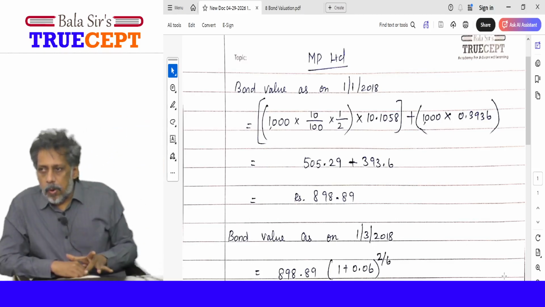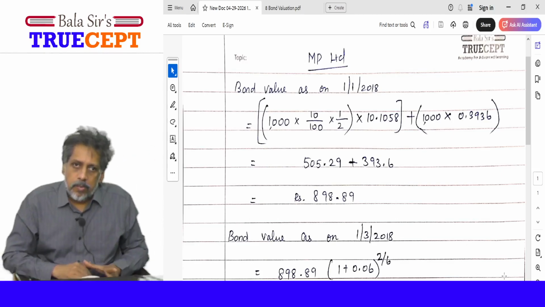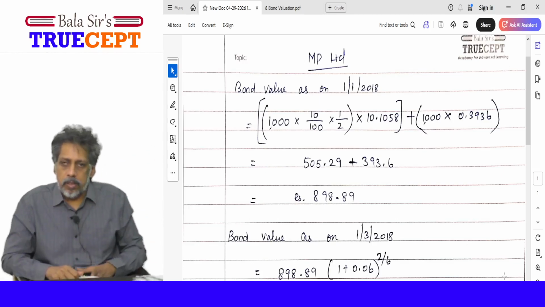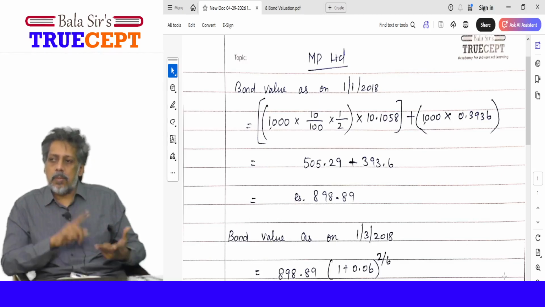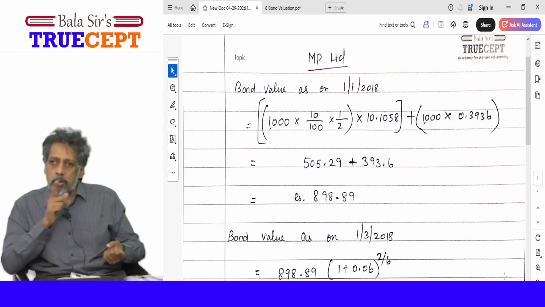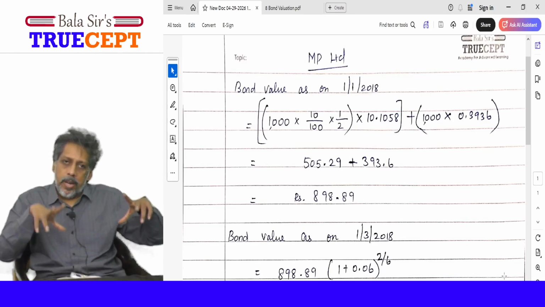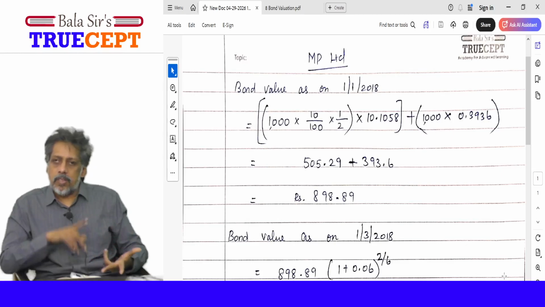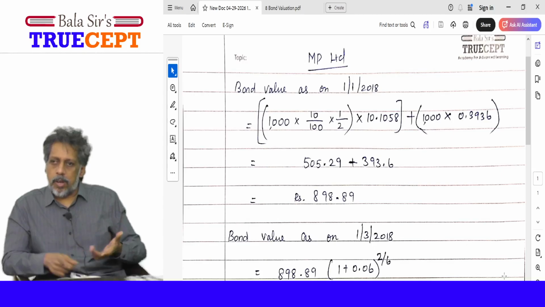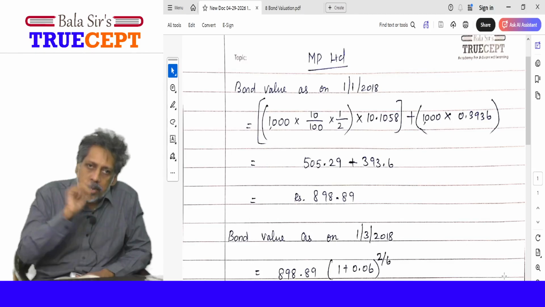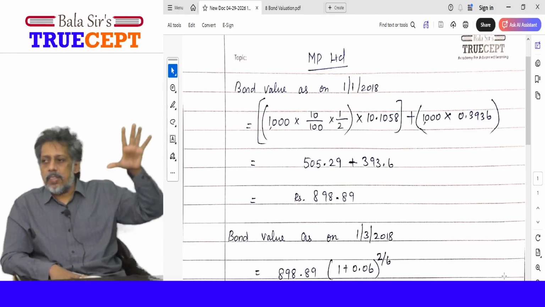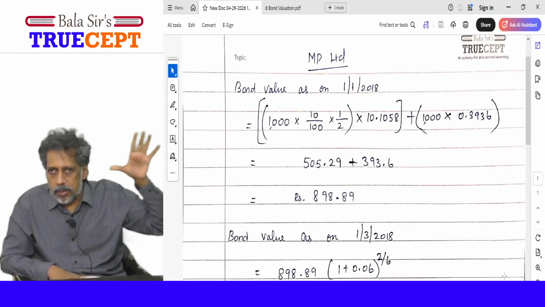And you are supposed to calculate the present value of these bond cash flows, the coupon payments and the redemption value, using the YTM given, which is 12% in the year 2018, right? On 1st March 2018, what is the YTM? 12% per annum, or you can say 6% for 6 months. Is that fine?